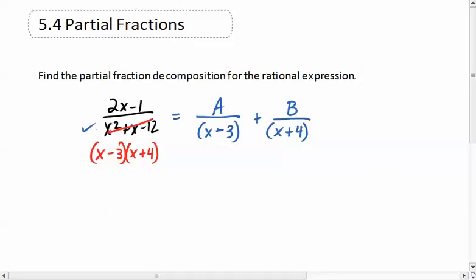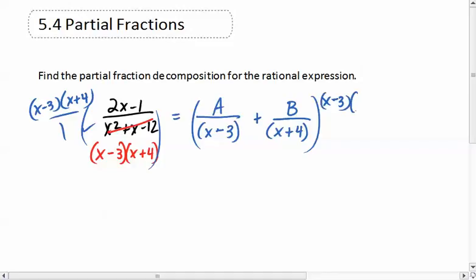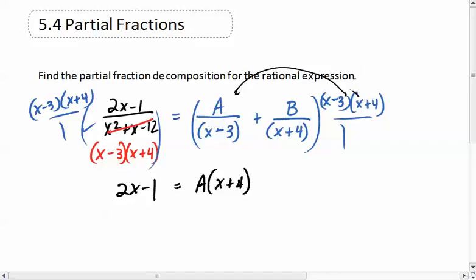So now let's go ahead and finish this up as we did in the other video. I'm multiplying by the least common denominator, x minus 3 times x plus 4 over 1. We know that's going to give us 2x minus 1 on the left. It cleans up nicely. On the right, we're going to distribute. The x minus 3's are going to cancel, and so I'm going to get x plus 4 distribute to this. The x plus 4's are going to cancel, and I get this.